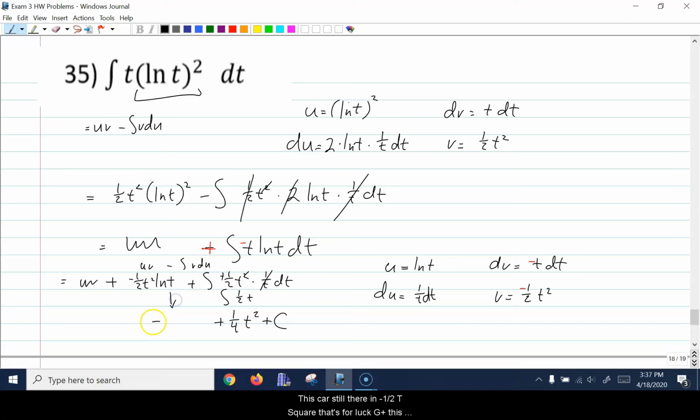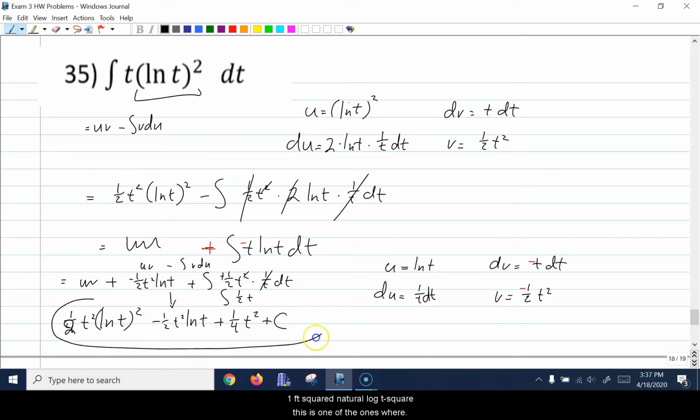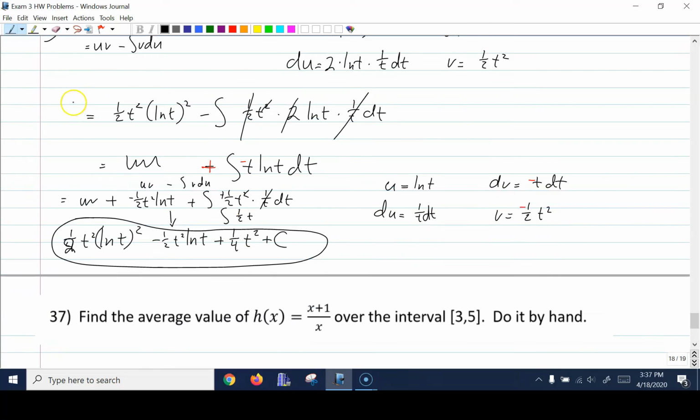Plus this part's still there, negative 1 half t squared natural log t. Plus this part's still there that I haven't been writing down, 1 half t squared natural log t squared. This is one of the ones where taking the derivative of this and seeing why you get that, you can learn something from doing that.